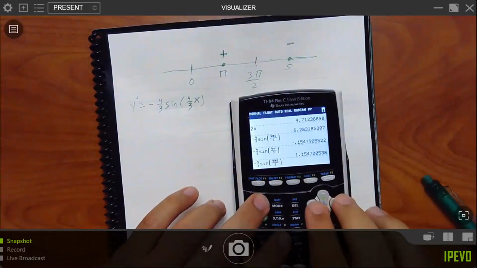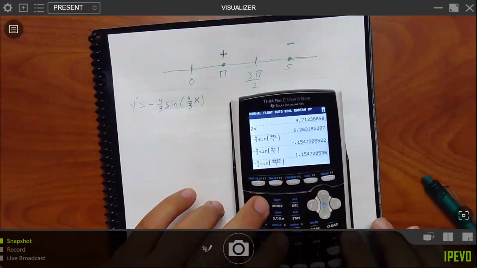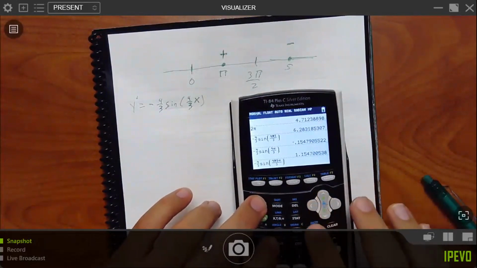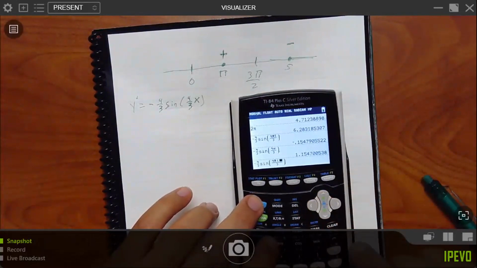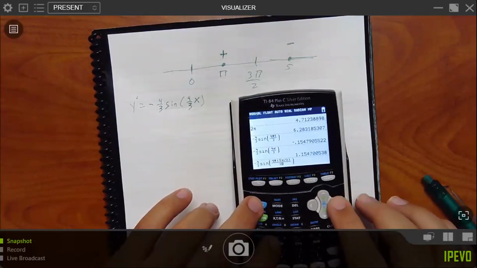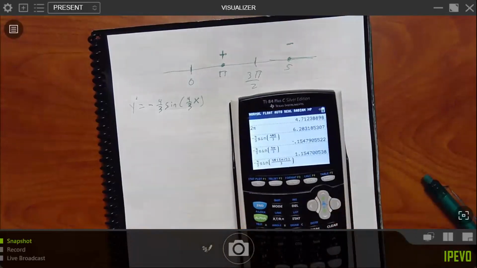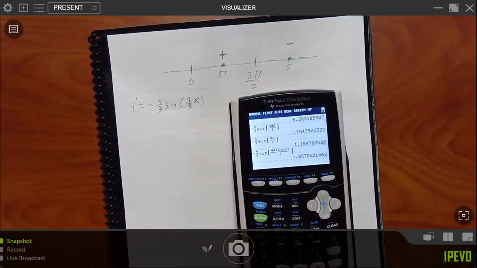Which one did you say? 5 pi what? Yeah, 5 pi over 3. Okay, we can. I put parentheses 5 pi over 3 right there. That's my x that's being plugged in. Negative. So that one was negative.